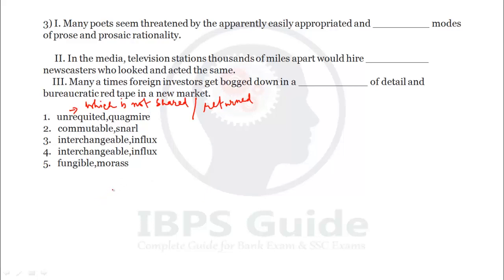And second option, तो इसमें देखते हैं commutable and snarl. What do you mean by snarl? Snarl means excessively complicated, which is very much complicated. We can write that excessively complicated.